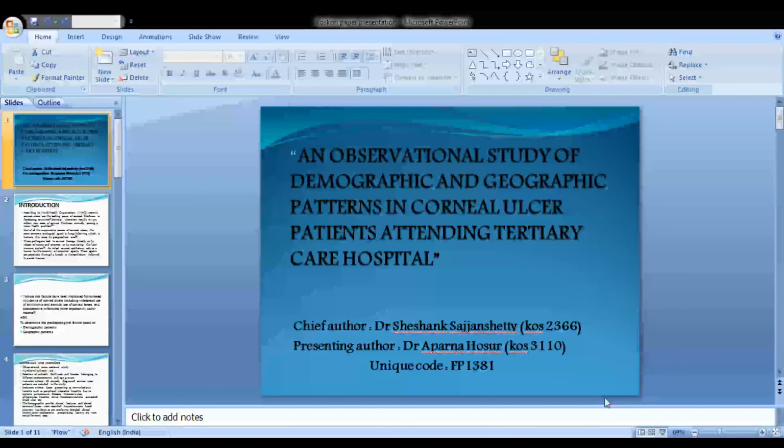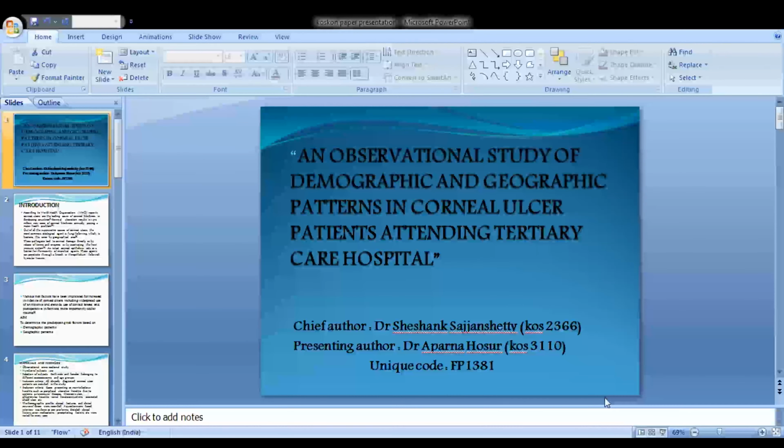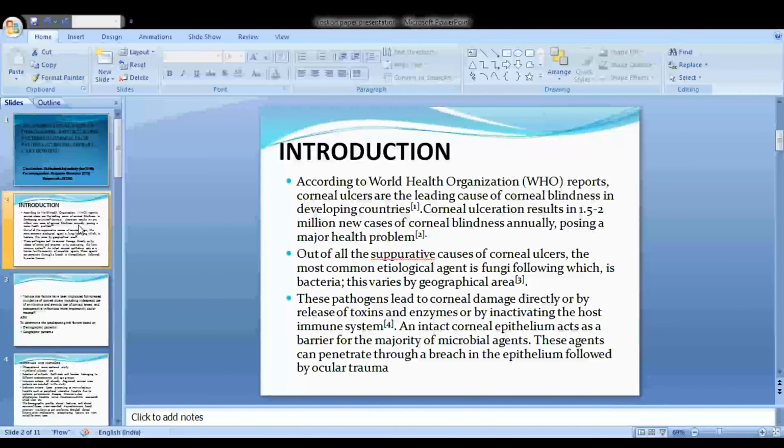I'm presenting an observational study of demographic and geographic patterns in corneal ulcer patients attending a tertiary care hospital. Coming to the introduction, according to World Health Organization reports, corneal ulcers are the leading cause of corneal blindness in developing countries. Corneal ulceration results in 1.5 to 2 million new cases of corneal blindness annually, posing a major health problem. Out of all the suppurative causes of corneal ulcers, the most common etiological agent is fungal, following which is bacteria. This varies by geographical area.